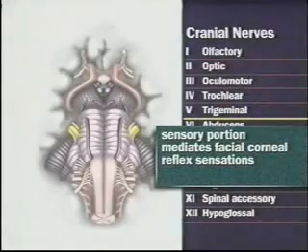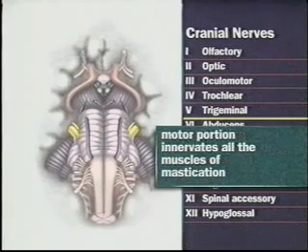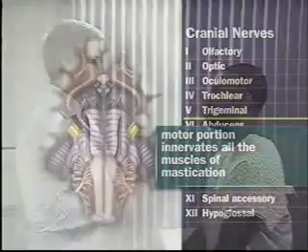The sensory portion of cranial nerve 5, the trigeminal nerve, mediates facial sensation and the sensory part of the corneal reflex. The motor portion of the nerve innervates all the muscles of mastication. To test the nerve's motor function, ask the patient to clench and then relax his jaw while you palpate the temporal muscles and then the masseter muscles. Note the strength of muscle contraction.